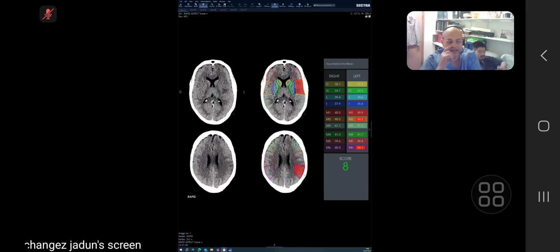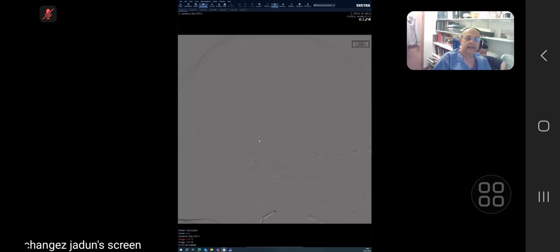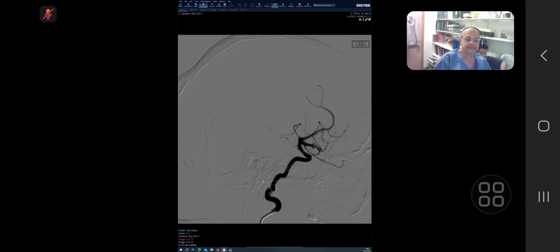Now if the ASPECT score is 6 and above, you go for thrombectomy. There is no contraindication to thrombectomy. So IV TPA is within 6 hours, but an ASPECT score of 6 and above is no contraindication to thrombectomy. So in this case, what we did was we went for a catheter angiogram and we looked at, that's your dissection flap.